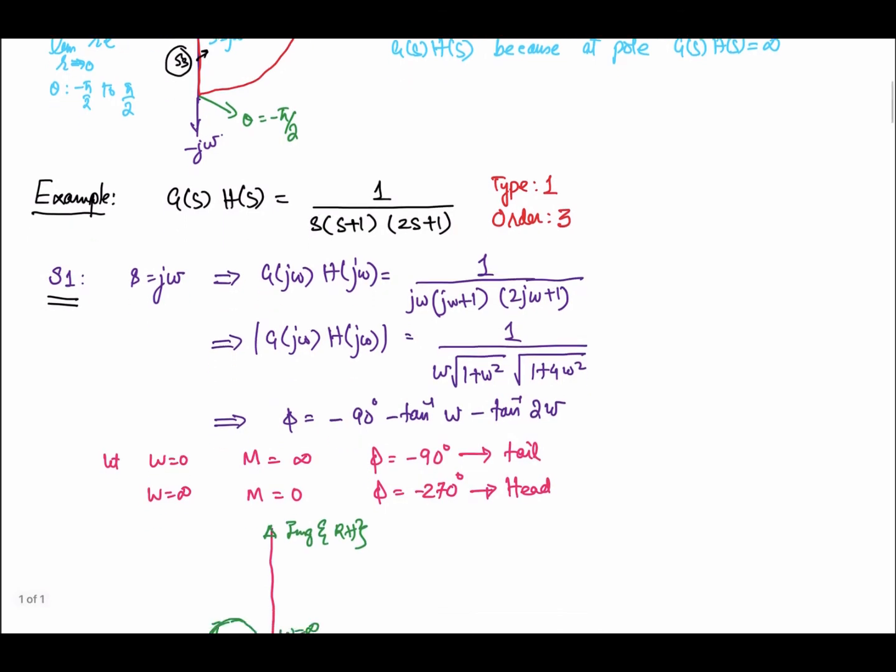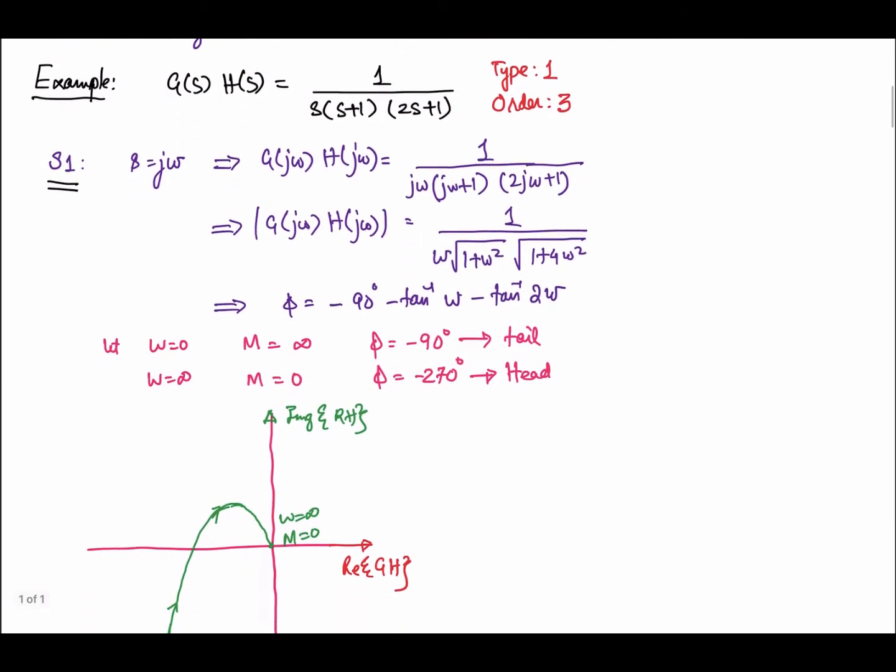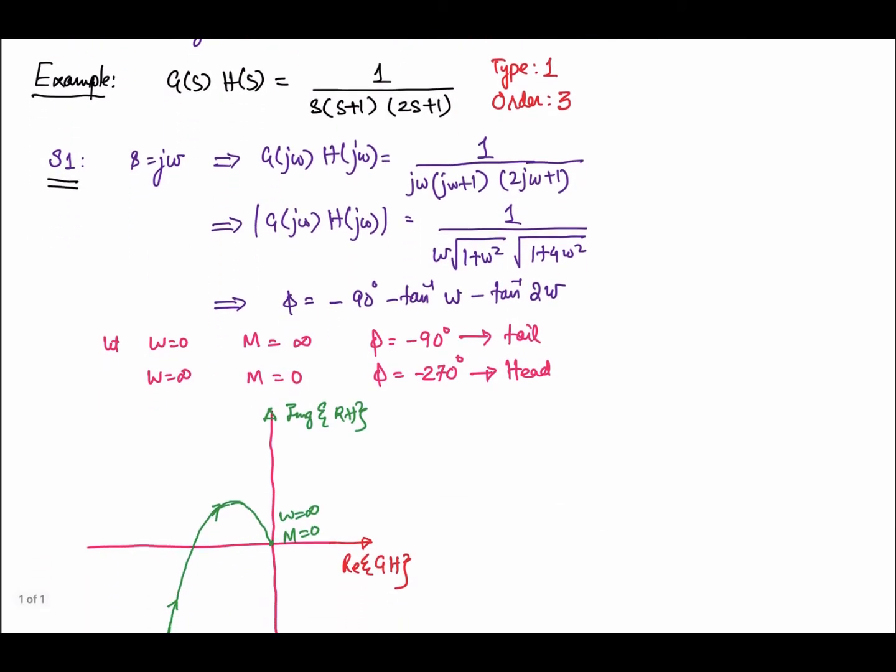So let's consider an example. Consider the transfer function G of s H of s equal to 1 over s into (s plus 1) into (2s plus 1). The type of the system is 1 because we have 1 pole at the origin, and it is a third order system because when multiplied out you get the maximum power of 3 for s in the denominator.